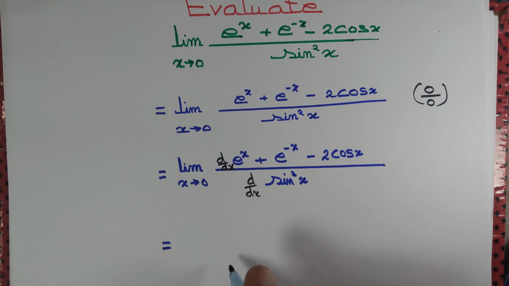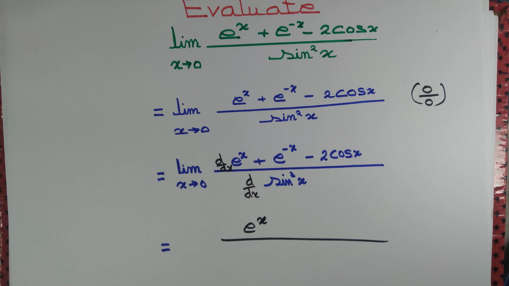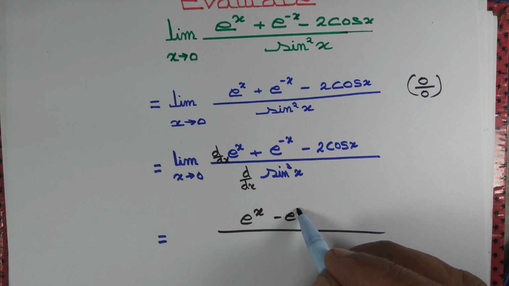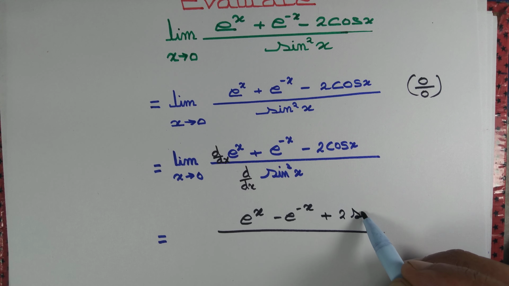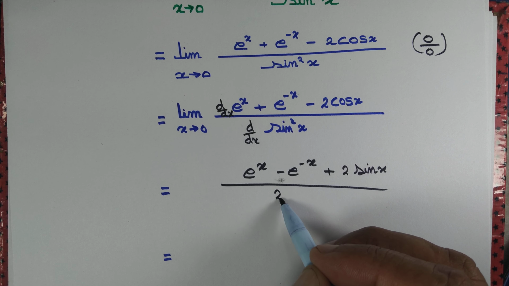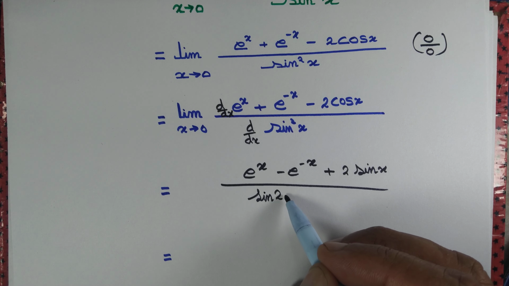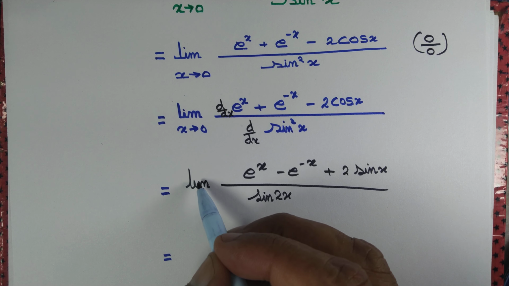Now we know that the derivative of e^x is equal to e^x. The derivative of e^(-x) is equal to minus e^(-x). The derivative of cos x is minus sin x, so this is equal to plus 2 sin x. The derivative of sin^2 x is 2 sin x cos x, that is sin 2x. The limit as x tends to 0, we write as it is.